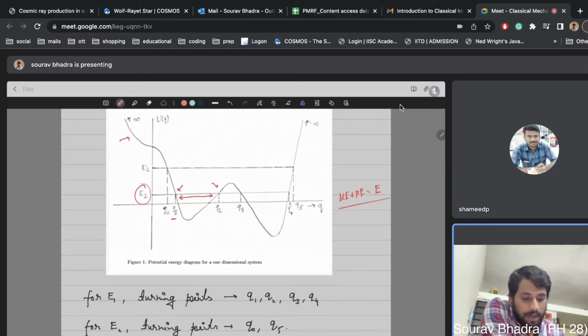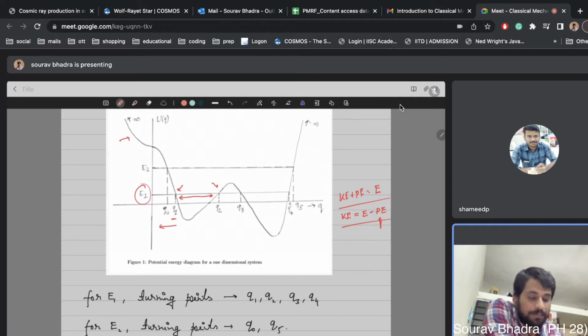Now in this region between Q1 and Q2, your potential energy is less than the total energy. That means you have non-zero kinetic energy. So the particle can lie in that particular region, because E is greater than potential energy in Q1 to Q2, and it cannot go beyond Q1 and Q2, because beyond Q1, in this region, your potential energy is higher than the total energy.